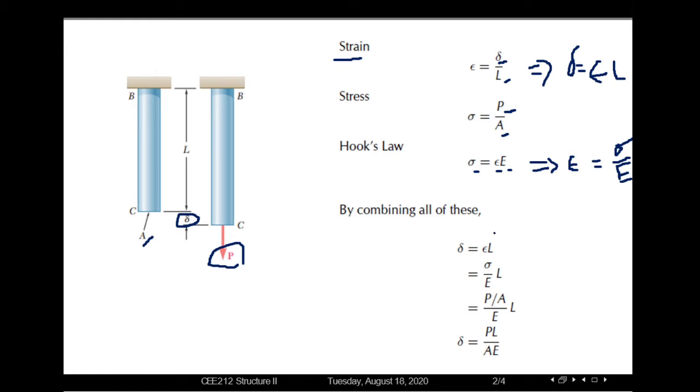Now combining those equations, plugging the value of strain, that means sigma by modulus of elasticity here, and then again plugging the value of stress, which is P by A, if we combine all those equations, we will get this new relation: change in length is equal to PL divided by cross-sectional area times Young's modulus, or modulus of elasticity, E. So this change in length simply expresses the amount of deformation in that particular section. So let's see a problem regarding this.